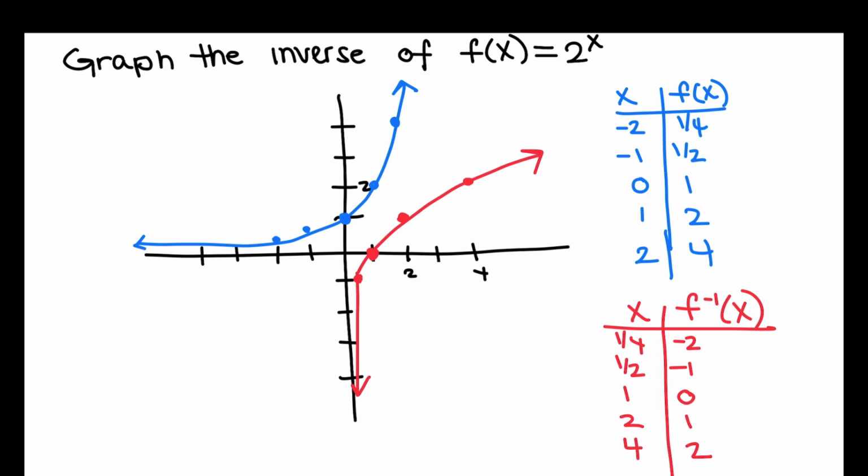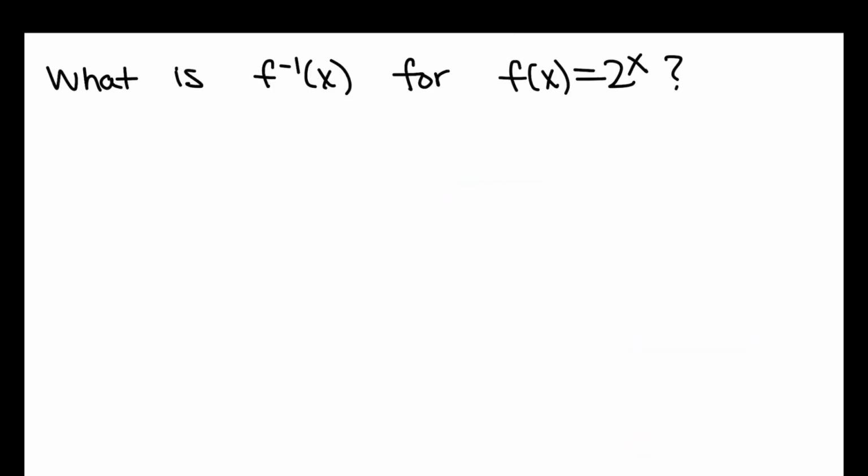And if I plot these new points, x is a fourth, y is negative 2; x is a half, y is negative 1; 1, 0; 2, 1; and 4, 2, I get the graph of the inverse of my exponential function. So what is this inverse? What is the inverse of f of x equals 2 to the x?